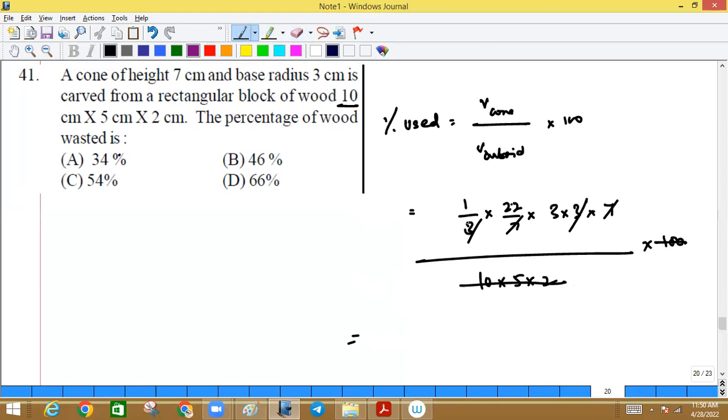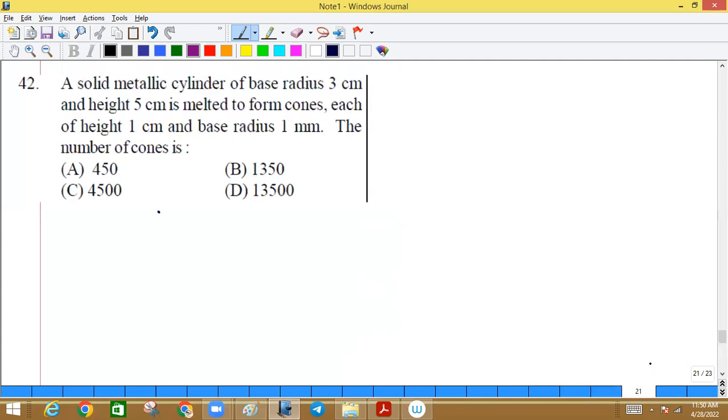So I'm taking 1/3 of pi r square h. So 22 into 3 is how much? 66% of the wood used. Therefore, 34% of wood wasted. Understood? It is 1/3 of pi r square h because it's a cone.